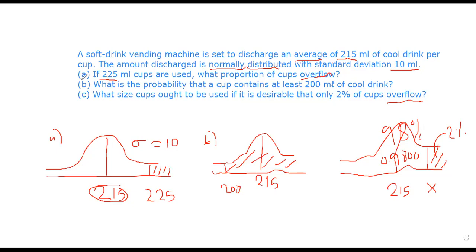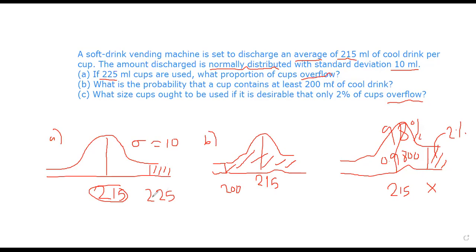So part A, if 225 ml cups are used, what proportion of cups overflow? So overflow is a synonym for greater than. So identify where 225 is, you put it on the right side of 215. You shade to the right. Why? Because of overflow. Already we can tell that this is a small shading. So step 1, illustrate. Step 2, shade.